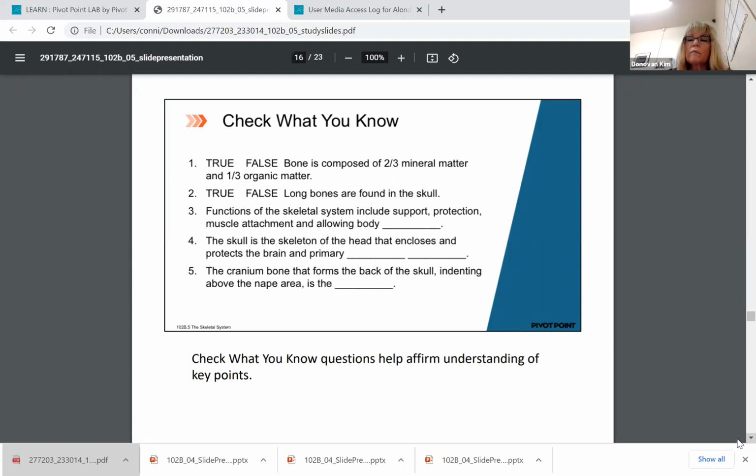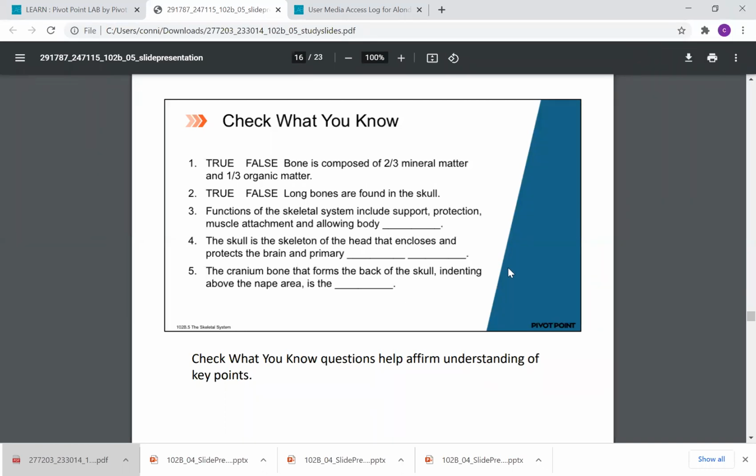Ruben. Functions of the skeletal system include support, protection, muscle attachment, and allowing the body movement. Wait, what was protection? Movement? Yeah, movement. Okay, yeah, it is movement. Alejandro, you still here? Yeah, I'm still here.